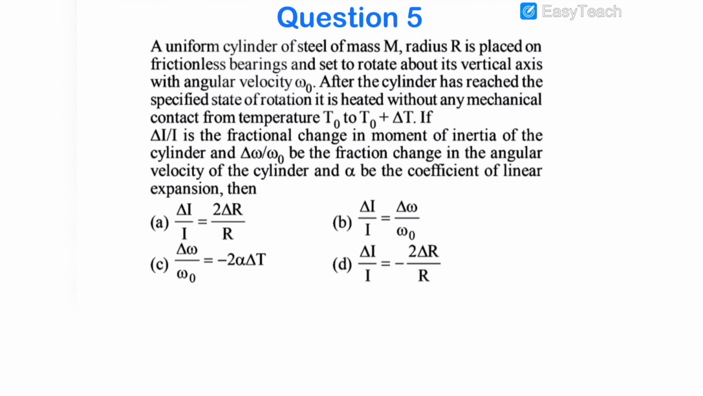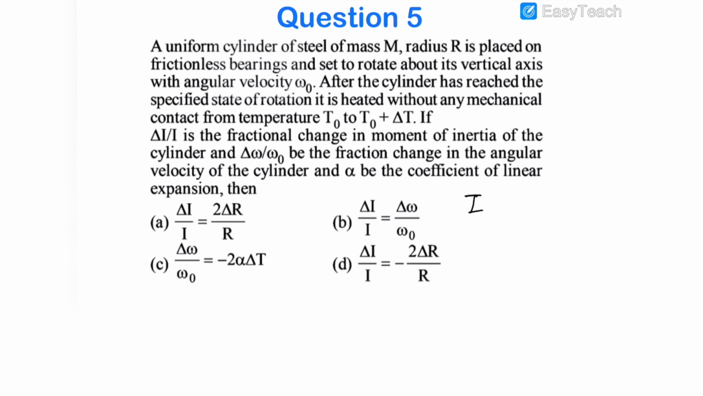So delta I by I is the fractional change in moment of inertia of the cylinder, delta omega by omega naught is the fractional change in angular velocity of the cylinder, and alpha is the coefficient of linear expansion. So we have to choose the correct option.